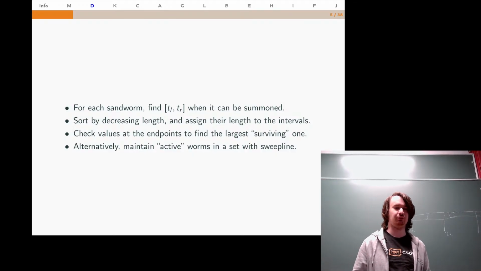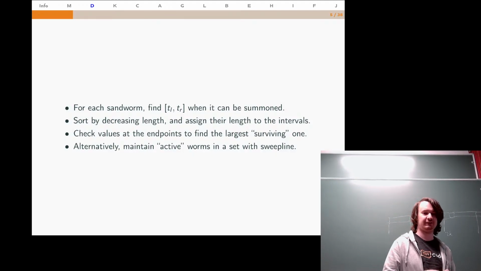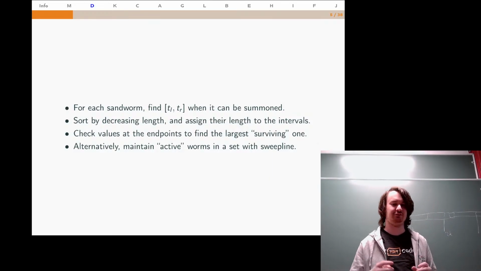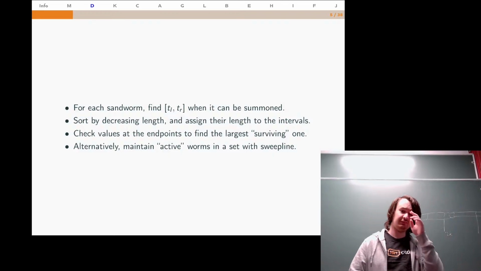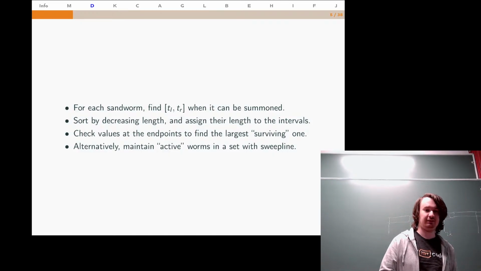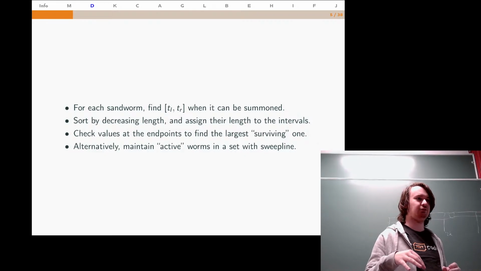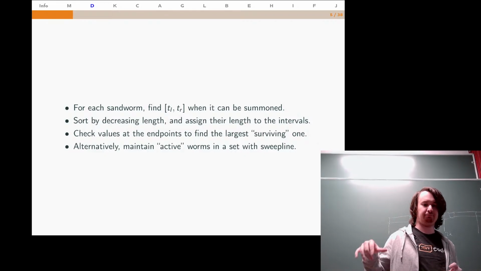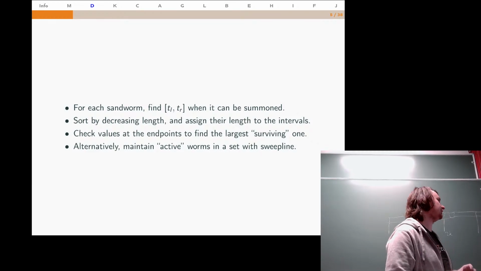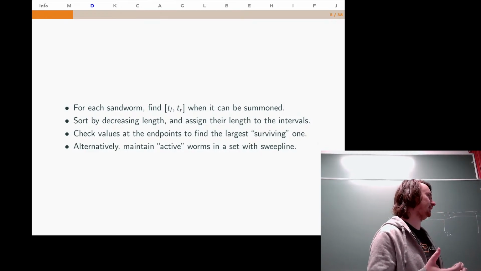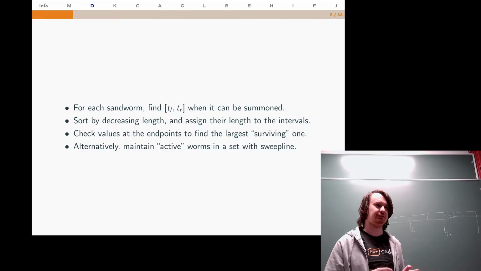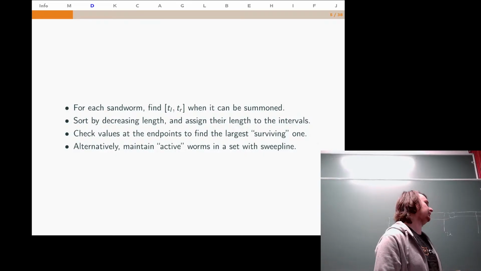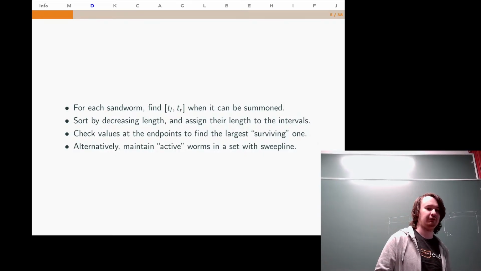For example, we could sort all the sandworms in decreasing order by their length, and then in this order we assign this length to the interval that corresponds to the time during which the sandworm can be summoned. After we process all sandworms like this, for any specific point in time, we can find out which length of the sandworm will be the shortest one if we summon it during this point of time. So we check all the endpoints of the segments, and then we take the largest value, that would be the answer to the problem. So this is one approach.